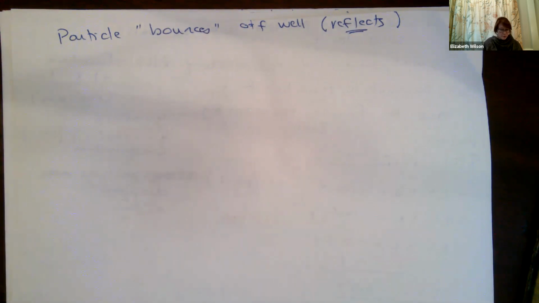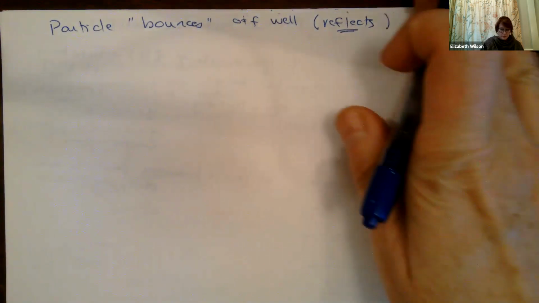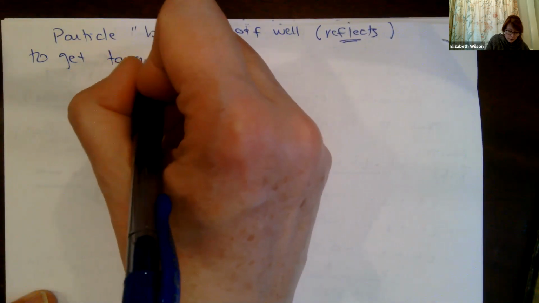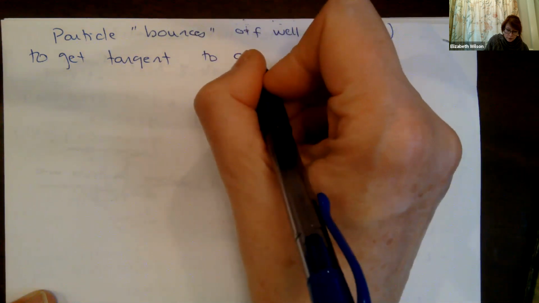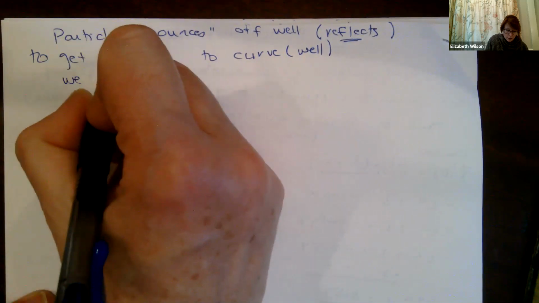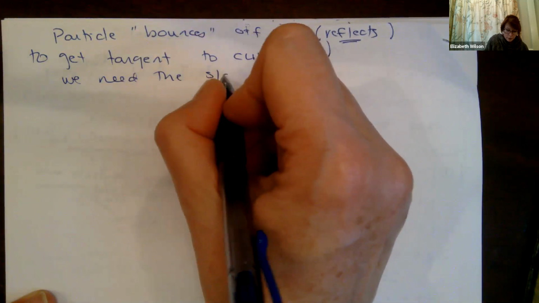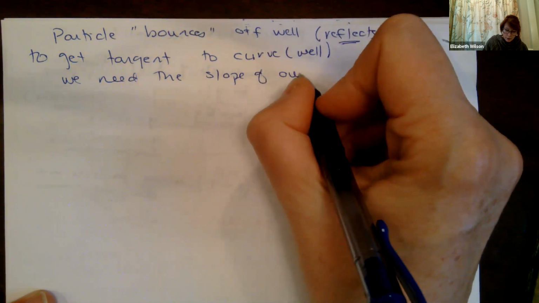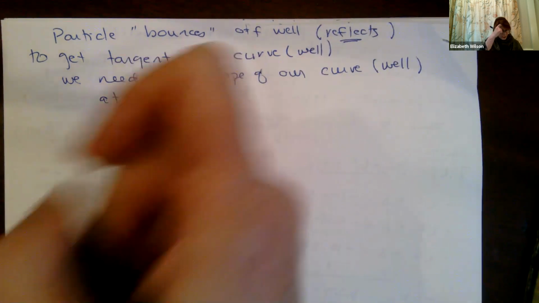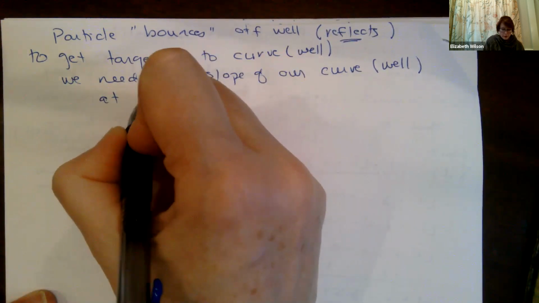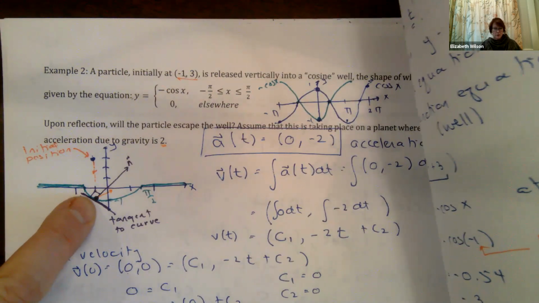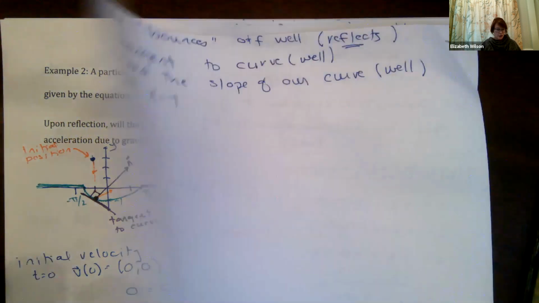All right, so let's go ahead. So we need to get the tangent to our curve, which is our well, right? We need the slope of our curve, which is our well, at that point at x equals -1. Why am I doing it at x equals -1? Because that's where it hits, at x equals -1. So that's the point at which I want that tangent to that curve, okay?